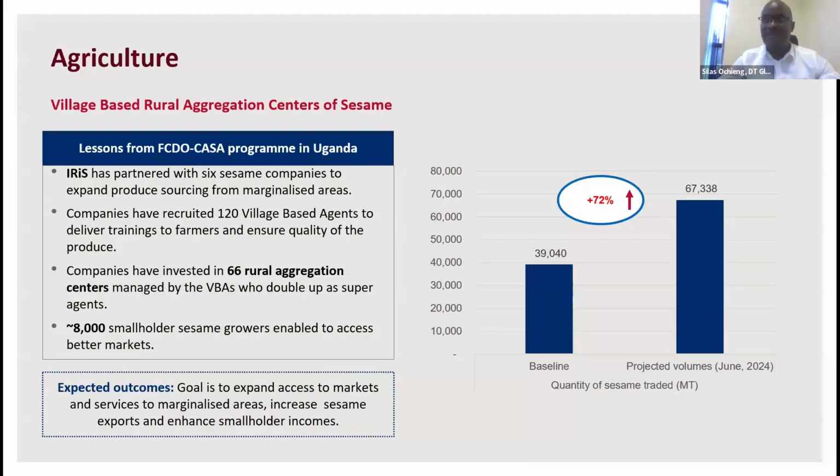So learning from this, we want to replicate this model because it's worked in Uganda. We are seeing some early evidence and early signals in Somalia that it's going to work. So this is a model that we want to replicate not only in the sesame sector, but also in other sectors where we intervene. Next slide, please.